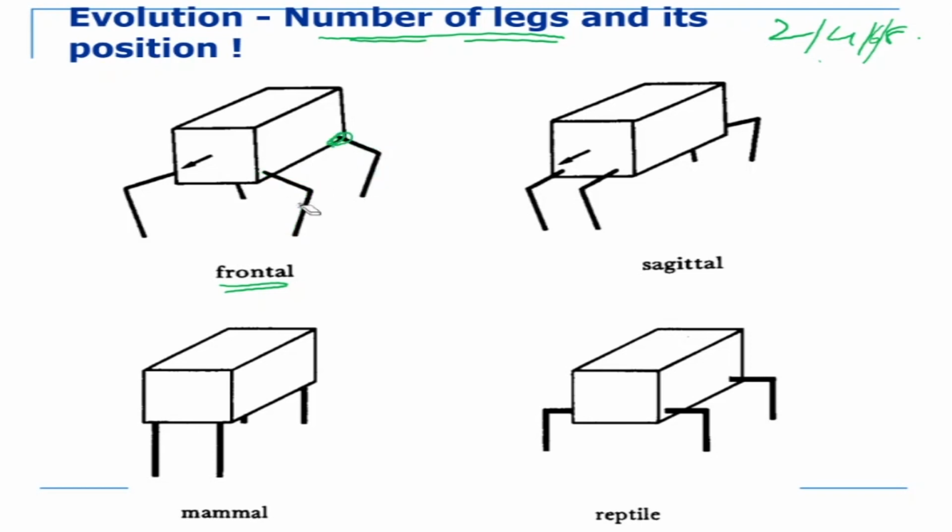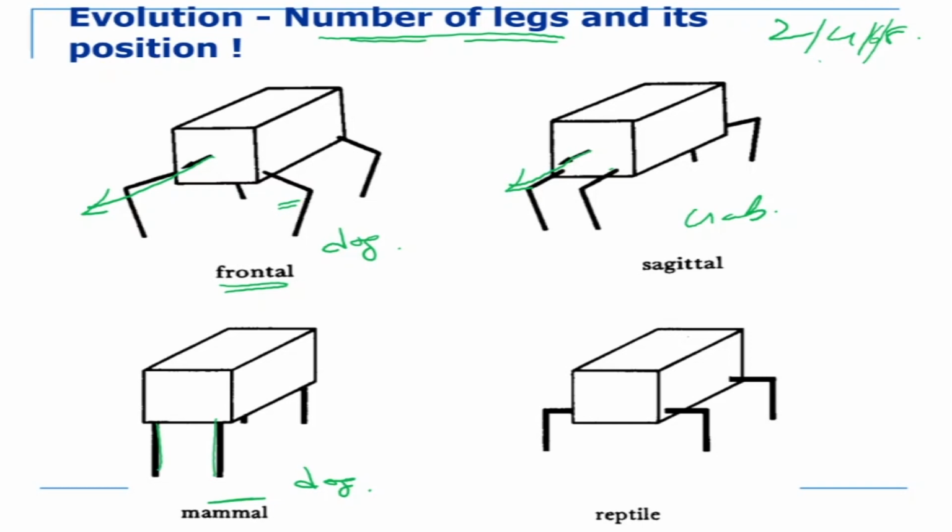If you can imagine, this is 1 degree of freedom, this is another degree of freedom. In this particular case, the body is moving in the frontal direction. In this case, the body is moving in the sagittal direction, the side direction, just like a crab. This is something like a dog, although dog legs are not like this. This is a mammal. So a mammal is a dog, for example.